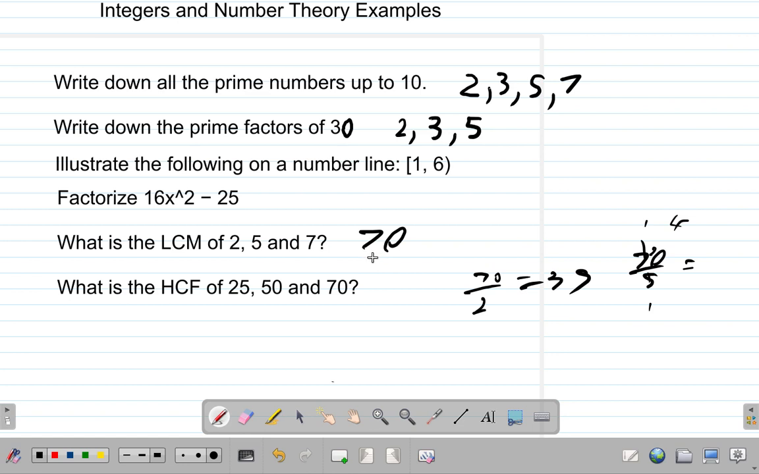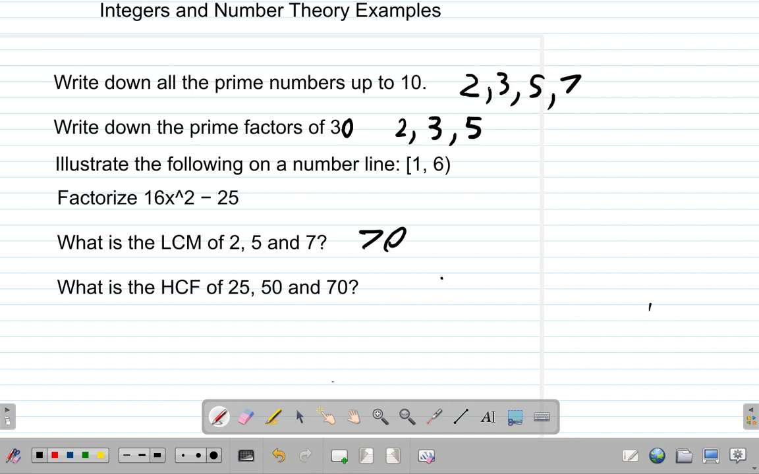140 could work, but it's not the lowest. The lowest is 70. Now, what about the highest common factor of 25, 50, and 70? Alright. Now, 25 is a factor of itself and also a factor of 50 because it can divide into 50, but it's not a factor of 70.